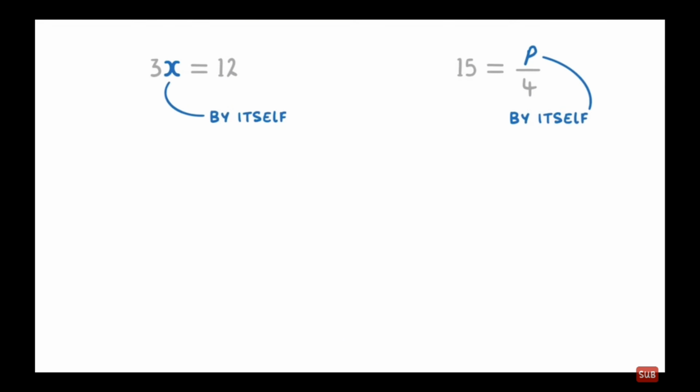Next, we need to look at equations that involve multiplication and division. The idea for these is exactly the same. We want to get the unknown letter by itself, and whatever we do to one side, we have to do to the other.